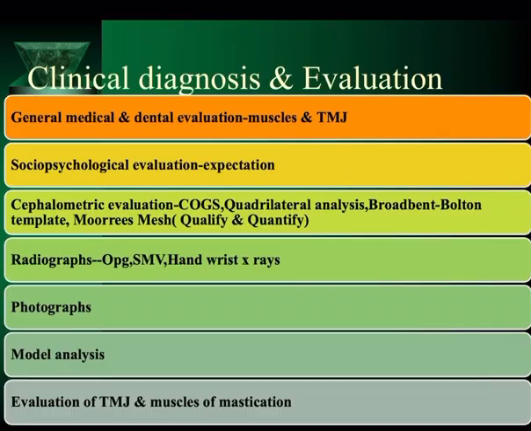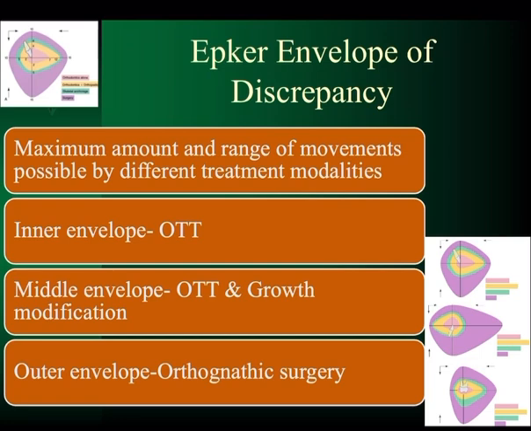Clinical diagnosis and evaluation: general medical and dental evaluation, which includes muscles and TMJ, socio-psychological evaluation, which includes the expectation of the patient about the treatment, the cephalometric evaluation, which includes Cox, quadrilateral analysis, Brodmann-Bolton template, Murray's mesh, radiographs, which includes OPG, SMV and hand-wrist X-rays, photographs, model analysis, and evaluation of TMJ and muscles of mastication.